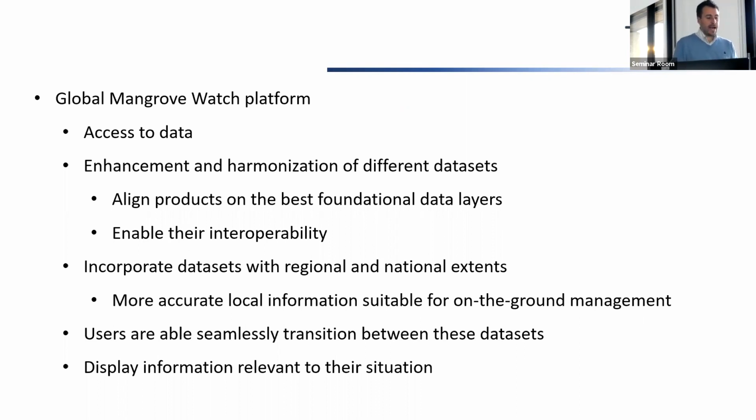And what it gives you is access to interpreted data, trying to empower communities, NGOs, and scientists to undertake practical conservation and rehabilitation actions. We've aimed to enhance and harmonize the different data sets so that they're aligned based on the base foundational data layers and they can work together. In the future, we'll probably be looking at incorporating data sets within regional and national extent, because these may be more accurate for on-the-ground management, and also allow users to display information relevant to their situation.